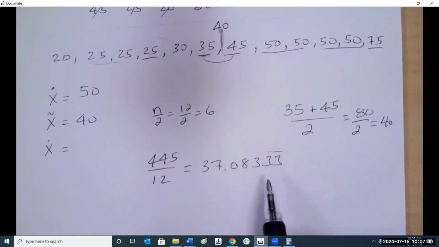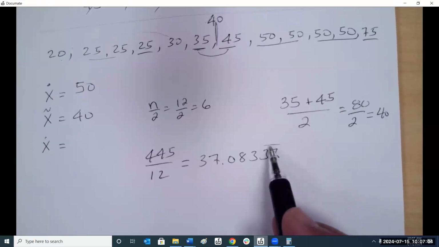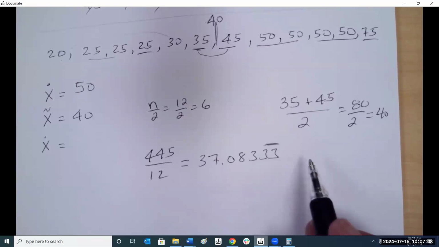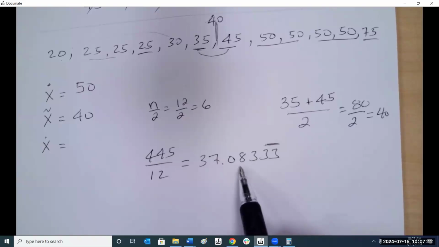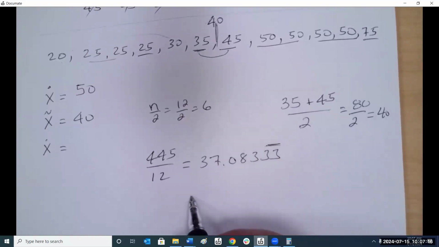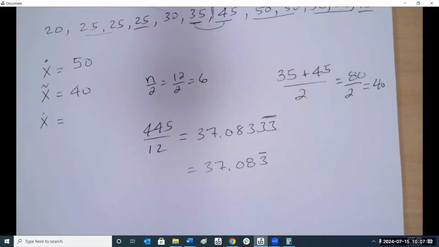Note, whenever we have a repeating decimal, the same number or same series of numbers, we put a bar over those numbers. That means that number repeats itself forever. So it's 37.083 with a bar over the 3, because that 3 goes on forever.